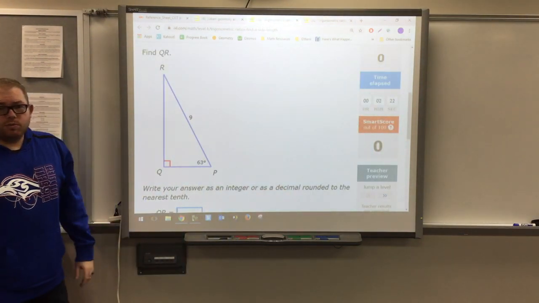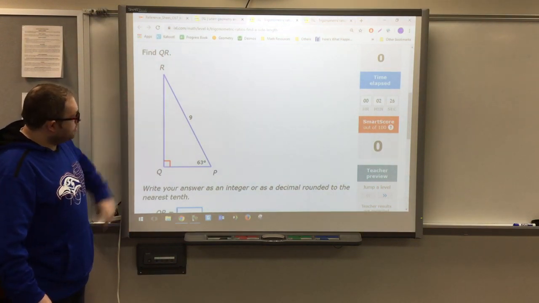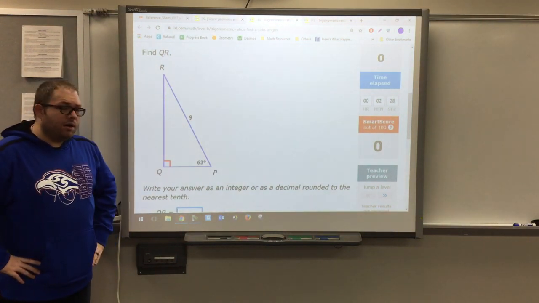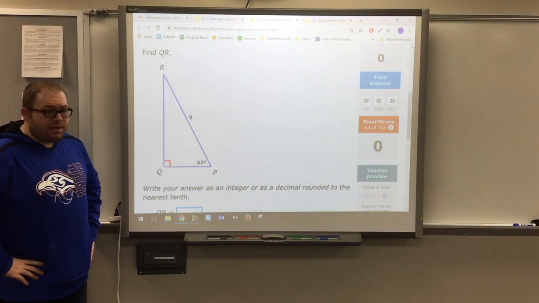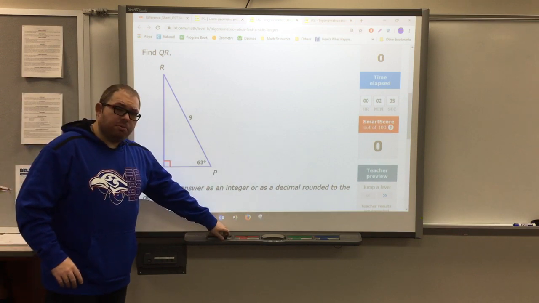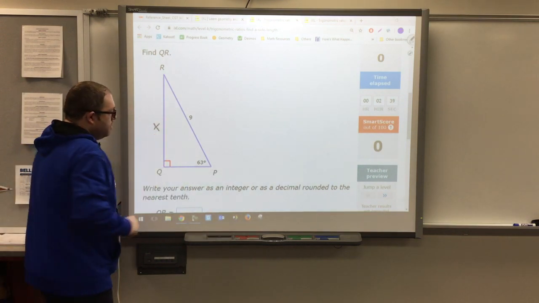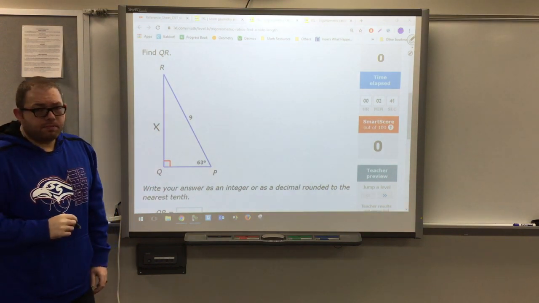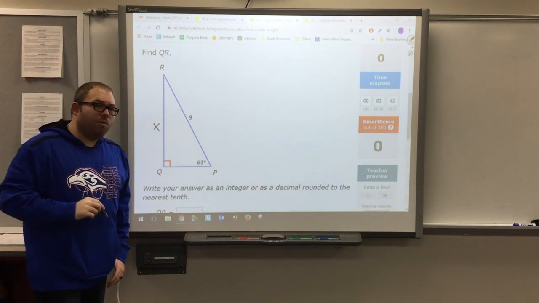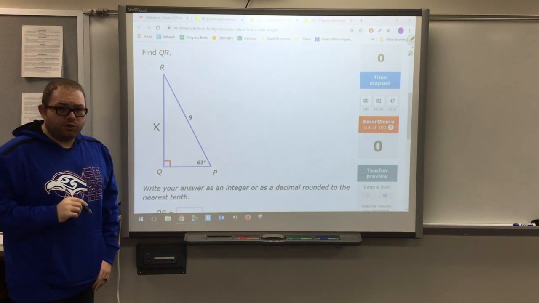So our first question would like us to find the missing length of side QR. Side QR isn't labeled in any way, so I know that most of you guys find it a little bit easier to place an X where you are solving. So that's what I'm going to do. Now, just like in skill 1, we still have to identify which side is which.